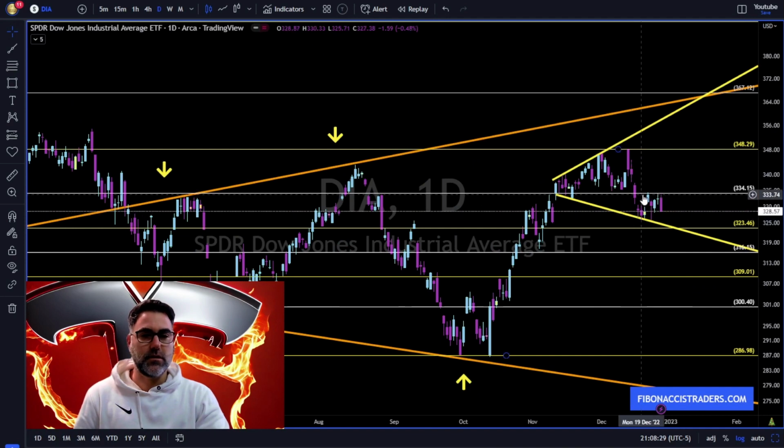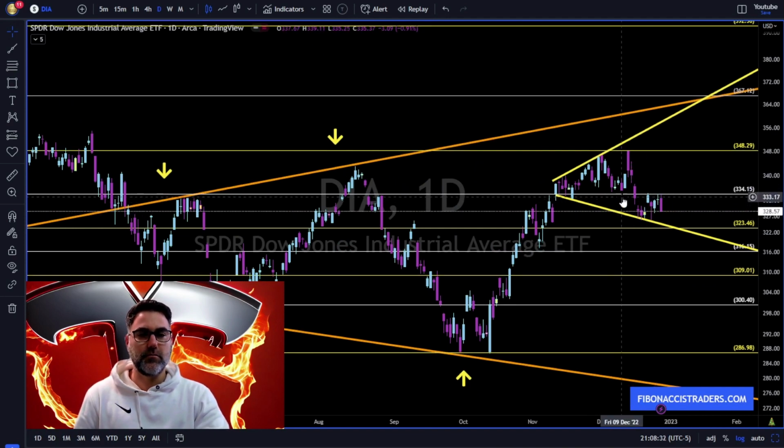Dow Jones struggling to hold, but as we can see, 334 area is holding as strong resistance because it was a very important support, now resistance.